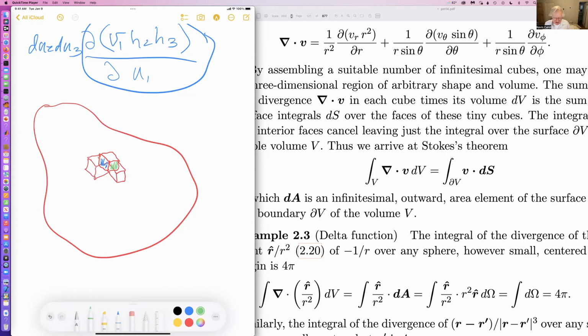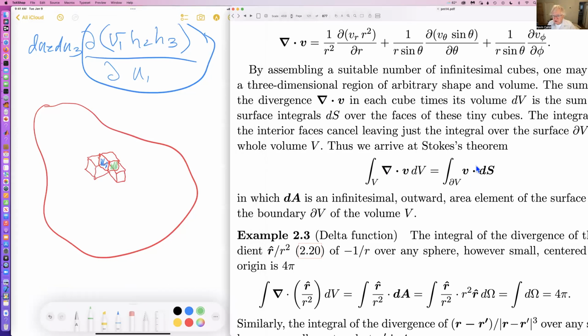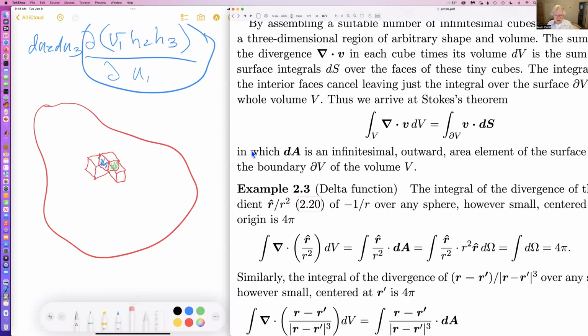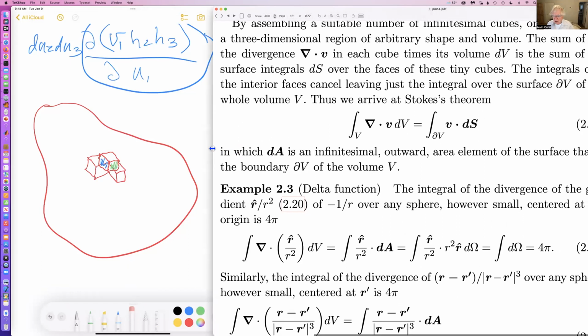And so all the interior faces cancel, and all you have is the surface integral. So you just have V dotted over the surface, and the integral of the divergence over the whole volume is the integral of the function dotted into the surface. And that is one of Stokes's theorems. Stokes actually was quite remarkable.